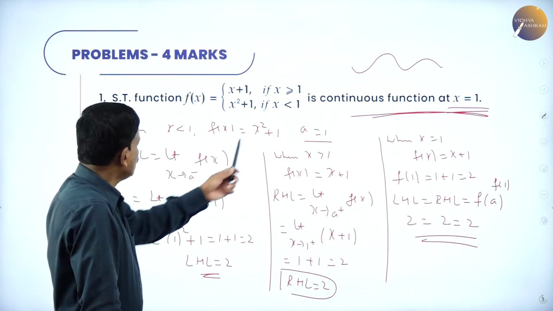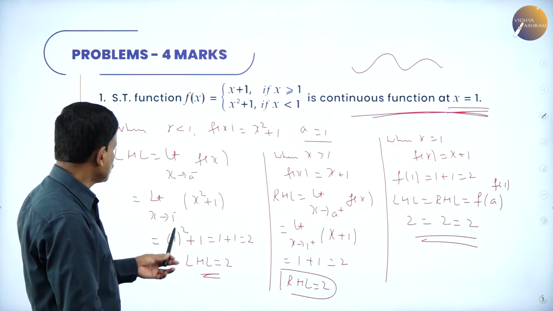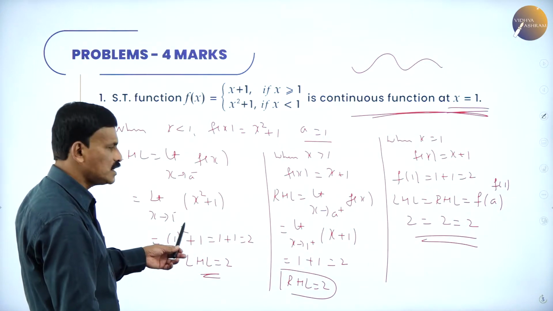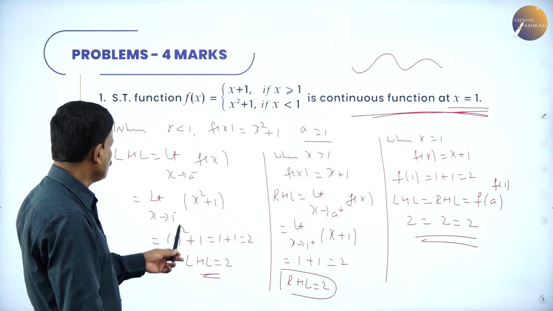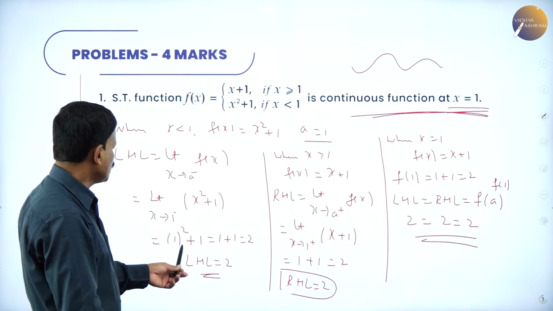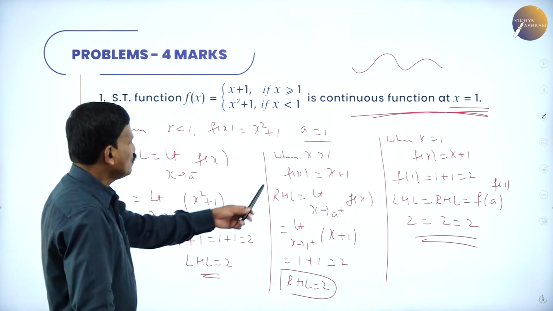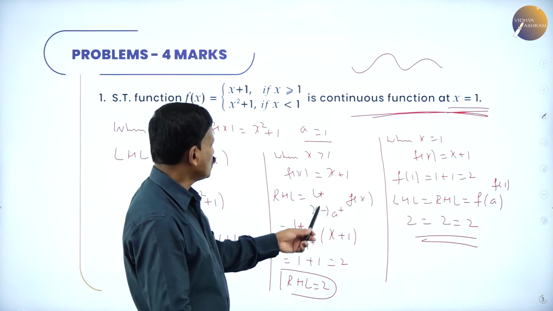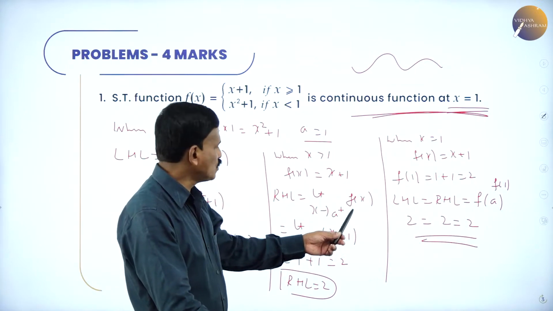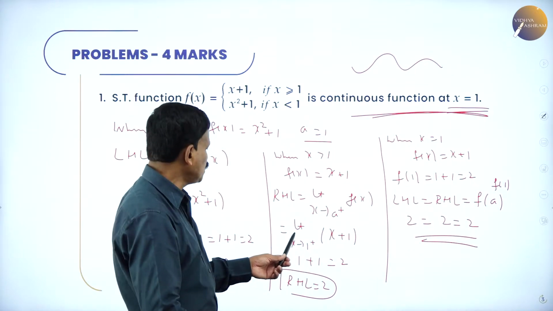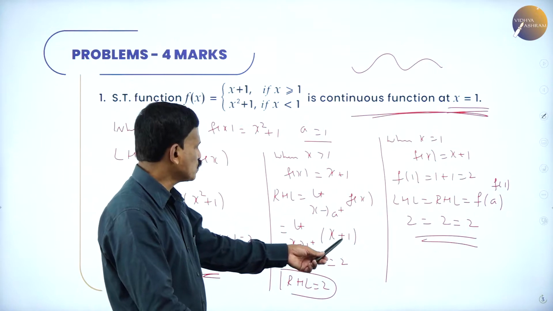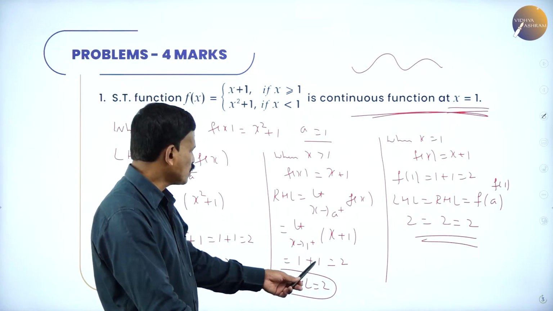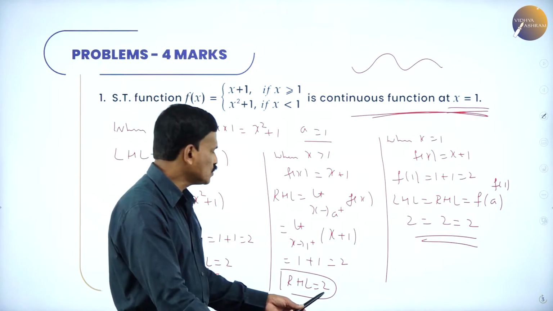When x is less than 1, f of x is equal to x square plus 1. Limit x tends to 1 minus of f of x is x square plus 1. Put x equal to 1: 1 square is 1, plus 1, 2. When x is greater than 1, f of x is equal to x plus 1. Limit x tends to 1 plus of f of x is the definition for right hand limit. Limit x tends to 1 plus of x plus 1, put x equal to 1, 1 plus 1 is equal to 2. Right hand limit is also equal to 2.